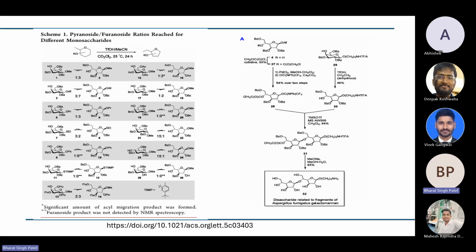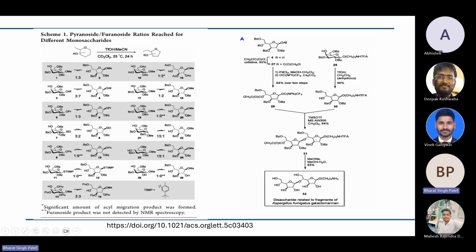Here they took many examples of the galactoside. In the case of the methyl glycoside, allyl, and isopropyl, like 1, 3, 5, they saw that under the same condition, complete conversion to the furanoside was there.